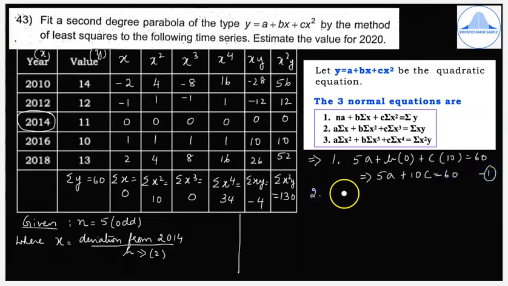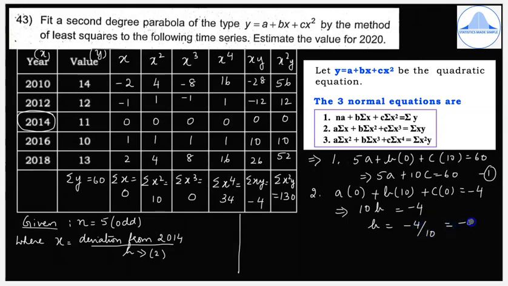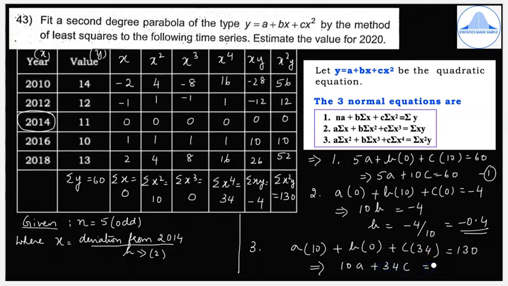Then take the second normal equation. So a into 0 plus b into 10 plus c into 0 is equal to minus 4. Which implies 10b is equal to minus 4, or b is equal to minus 4 divided by 10, which is minus 0.4. Then the third normal equation is a into 10 plus b into 0 plus c into 34 is equal to 130, which implies 10a plus 34c is equal to 130. I'll call this equation 3.